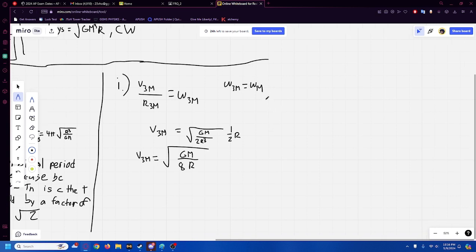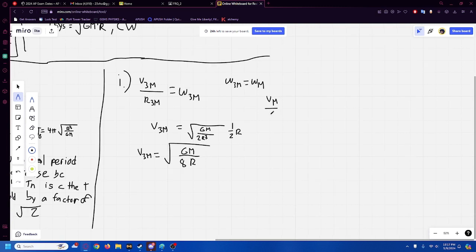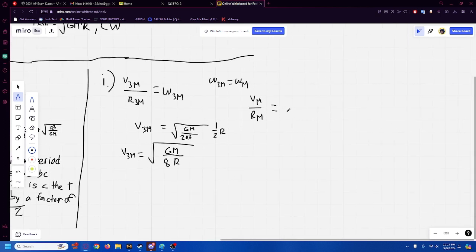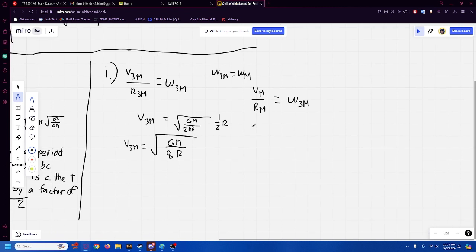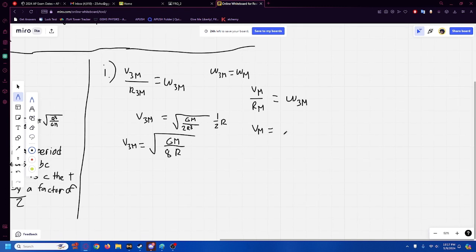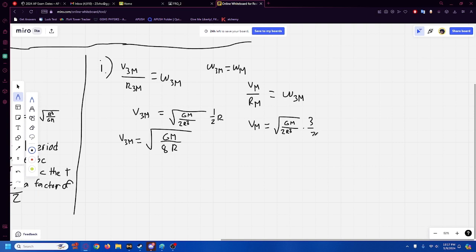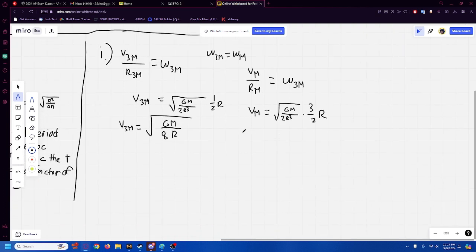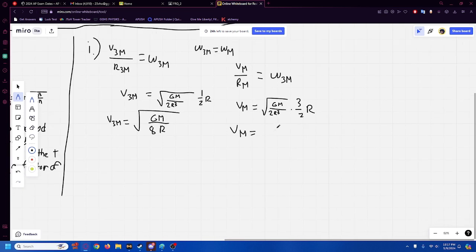So you can do the same thing for V_m, for the other mass, the smaller m star. This is equal to ω_3m, which means that V_m is equal to this times R_m, and R_m is 3/2 R, as shown before. So V_m is equal to 3 squared is 9, GM, and 2 squared is 4, so we get 8R.